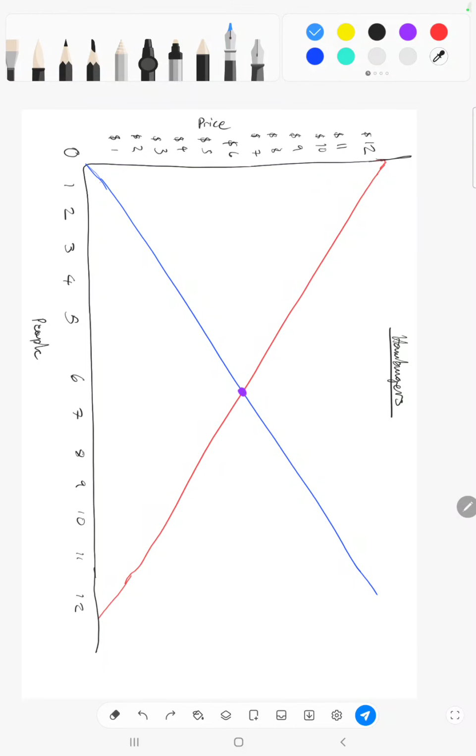This is Chris again, and we're going to explain how supply and demand of a country is affected by a foreign supplier and how that really changes quite a lot of things. So we know about supply and demand.